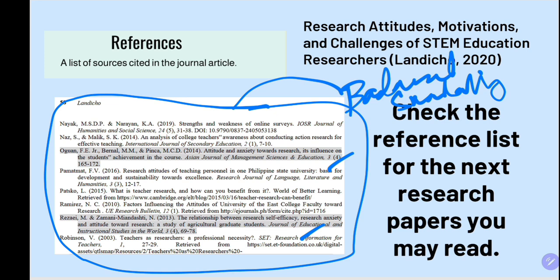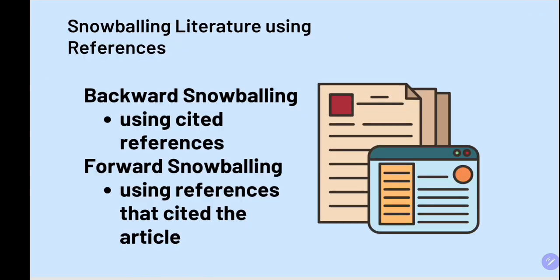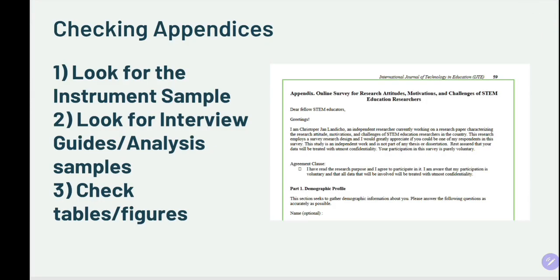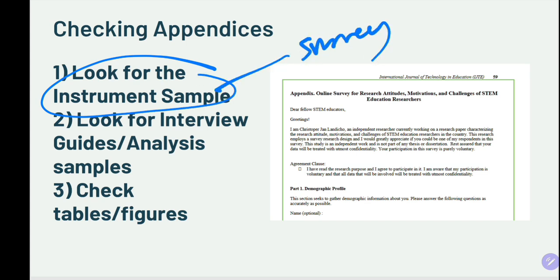Make sure that you follow tips on how to identify relevant papers. You can also try doing forward snowballing to look for other references. Okay, so also check out the appendices. In the appendices, you might be able to see some instrument samples, like it may contain the actual survey, or it may contain interview guides, or even analysis samples, which will be very much helpful when you're lost when it comes to the procedures of things.